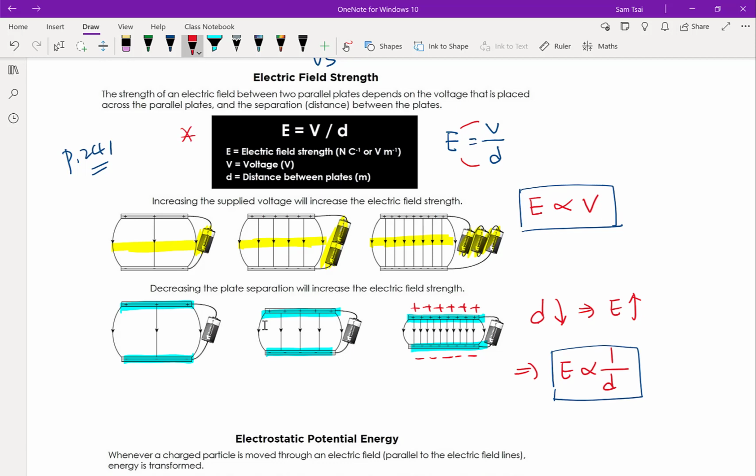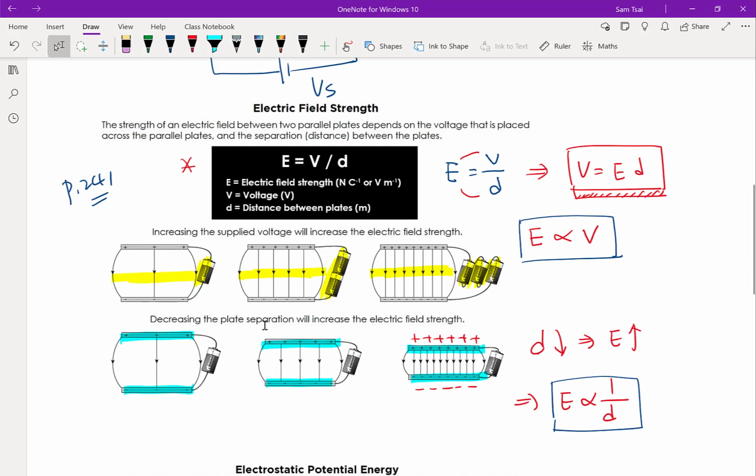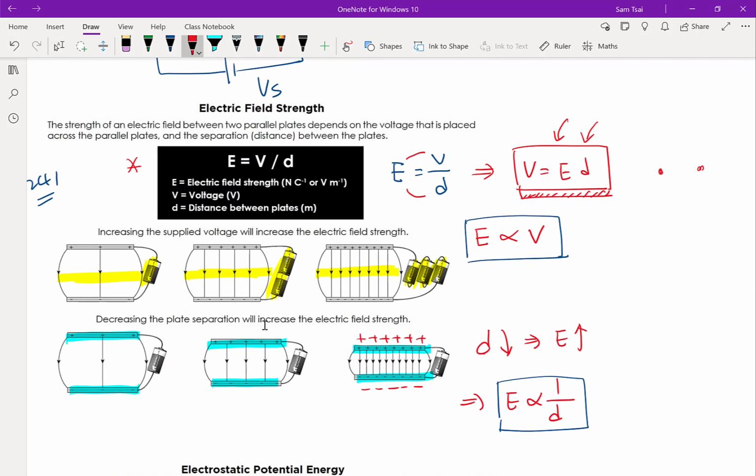Okay, and if we rearrange this formula, we can write what? We can write V equals ED. So voltage is ED, and E is electric field, and D is the distance. So between two places or two points, if there's an electric field and there's a distance in between, then for these two points, point A and point B, there will be a voltage between them. Okay, we can measure the voltage.